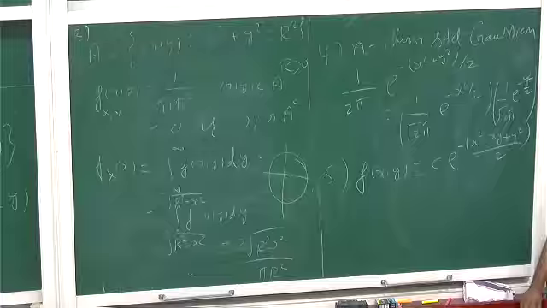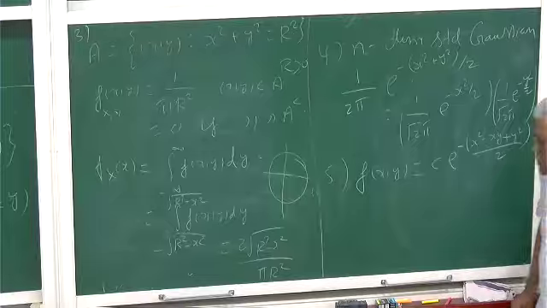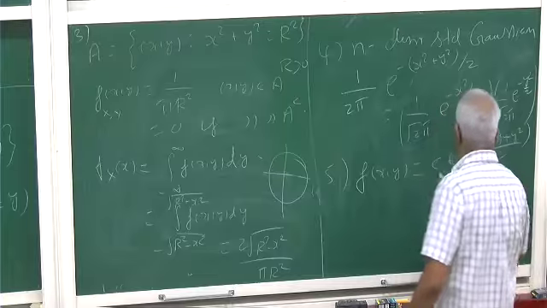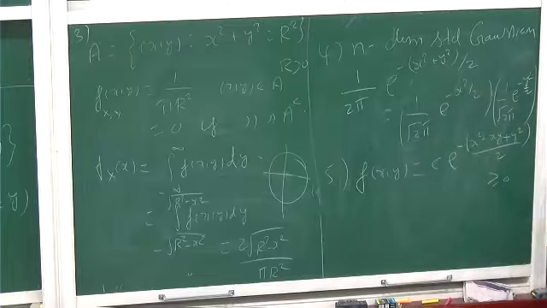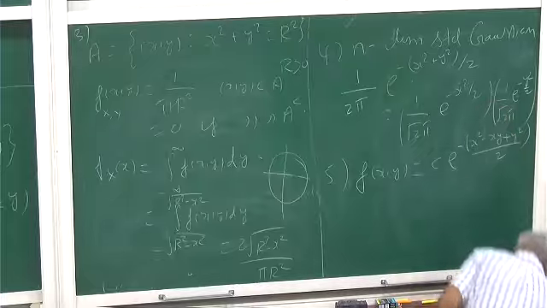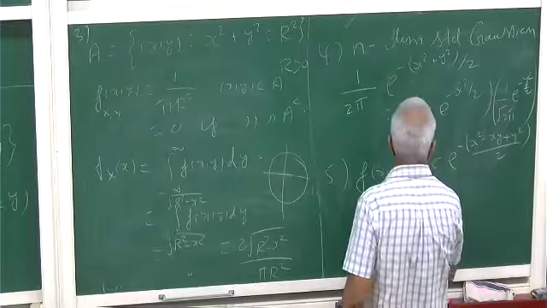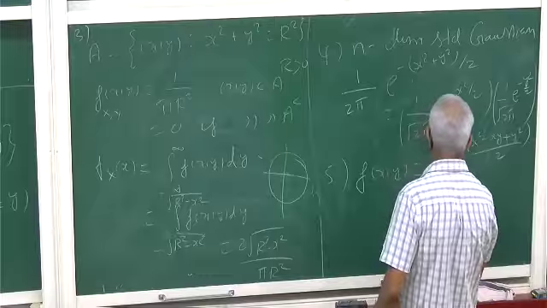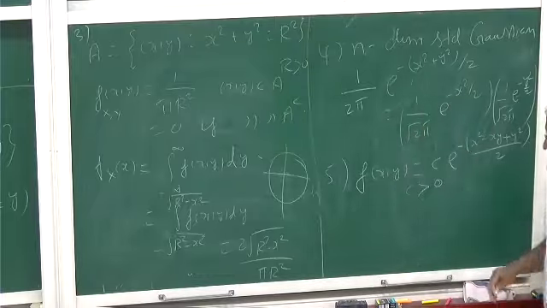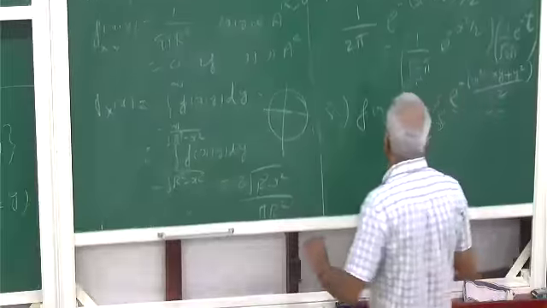Okay, we want to find the C. This is of course greater than 0 if C is greater than 0. So C should be greater than 0 for it to be a density function. If C is 0, then it's not a density function. Now the next condition is it should integrate to 1.